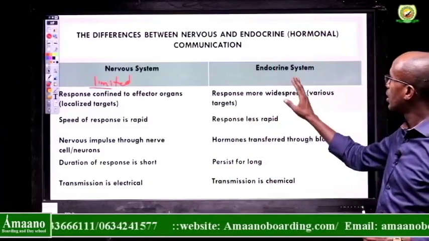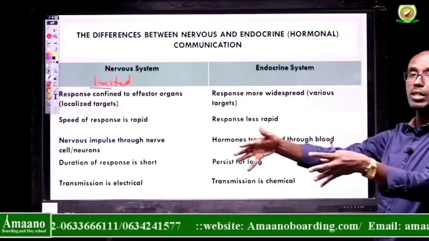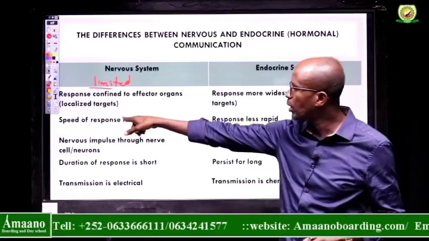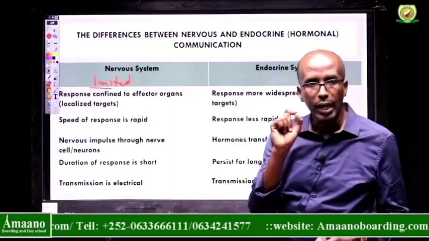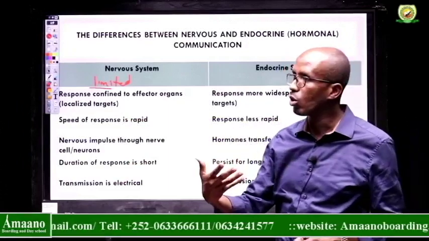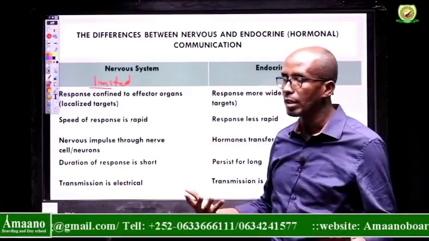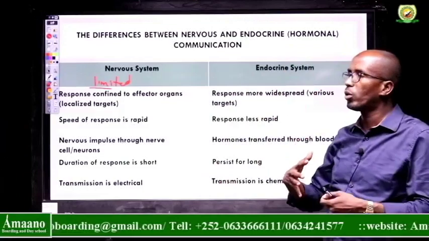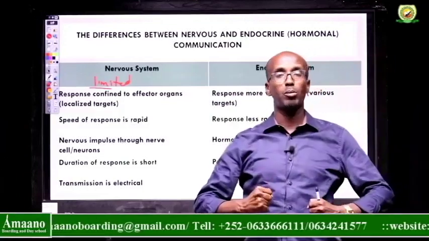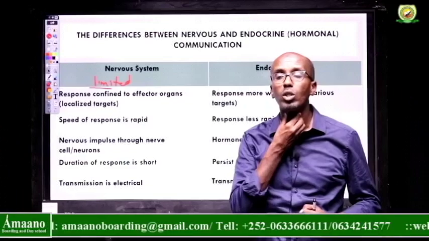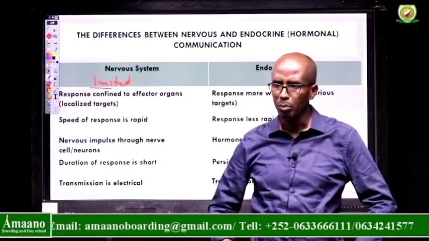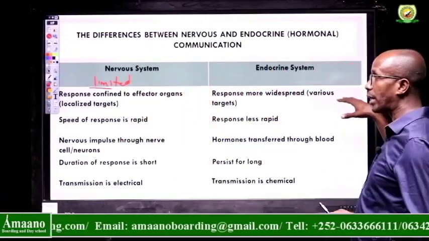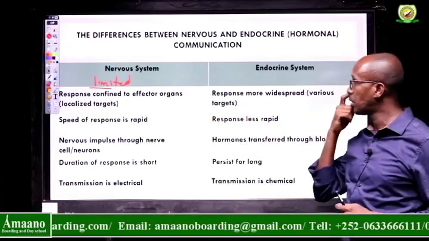But the endocrine system is more widespread, with various target organs. For example, as we were explaining just a few minutes before, androgens produce what are called male secondary sexual characteristics. That means that hormone affects many different parts of your body, producing facial hair, a more muscular body, a deepening voice, and production of sperm cells. It affects many different parts of your body. So this is widespread, but the nervous response is a specific area.